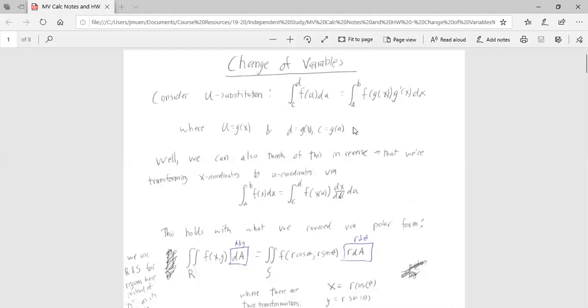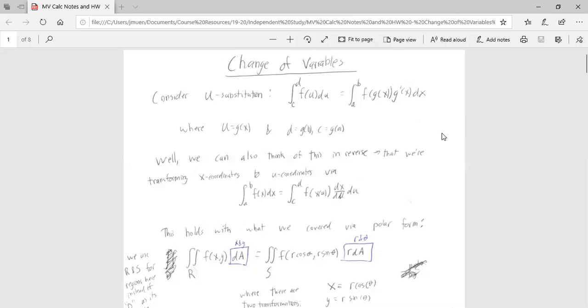Howdy, and welcome to the end of our look at double integrals, where we'll look at the change of variables. This is the last thing that we need to do with double integrals. After this, we'll begin looking at triple integrals. We'll move up an integral.